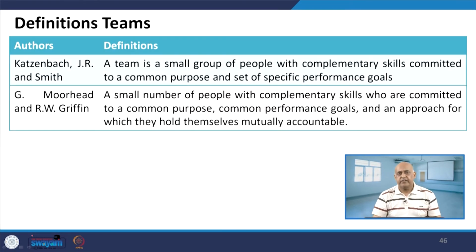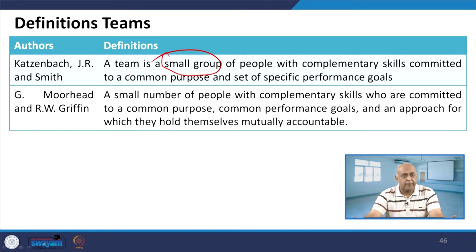Now, this particular concept has been defined by many scholars from their own perspective. Katzenbach has defined the team as a small group of people. With the passage of time these definitions have changed and different people have given different definitions. Do not be confused, because when I say small group, what is small? 10 is small, 20 is small, 100 is small, 1000 is small. So, in this context, it is a small group with complementary skills committed to a common purpose.